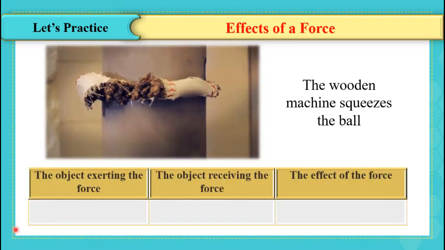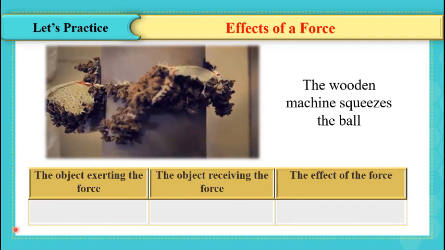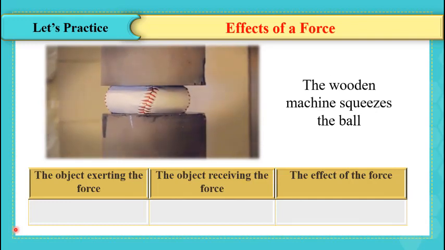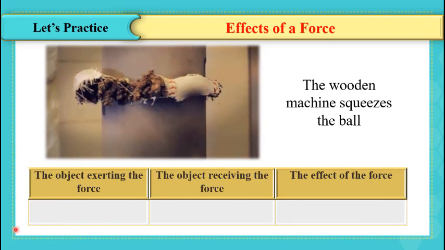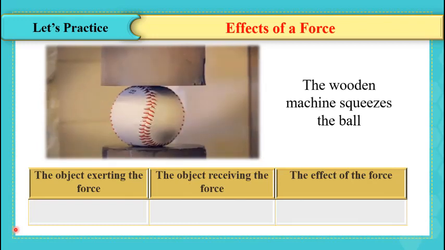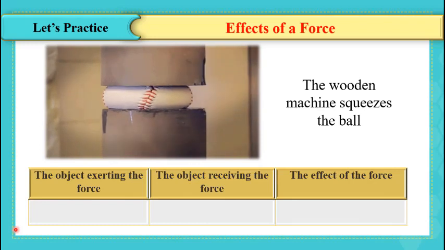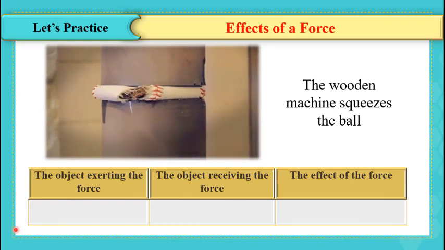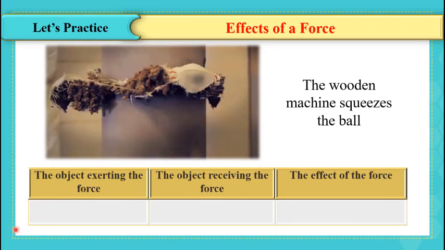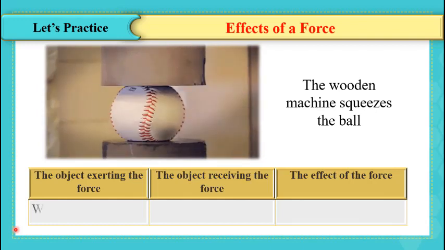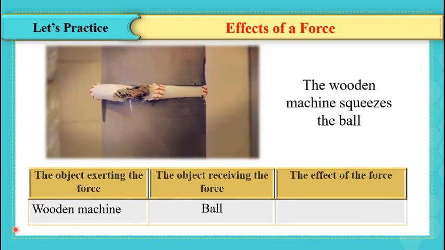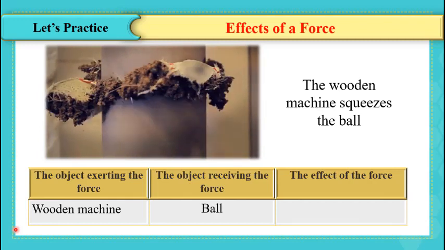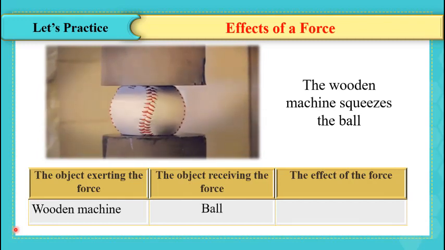We will present some GIF animations. Each time you need to indicate the object exerting the force, the object receiving the force, and the effect of this force. In the first animation, we have a wooden machine that squeezes a ball. Which object exerts the force? Yes, that's true. It is the wooden machine, and it is exerting the force on the ball. The effect of this force, as you can see, is to deform the shape of the ball.